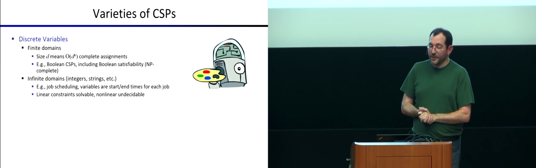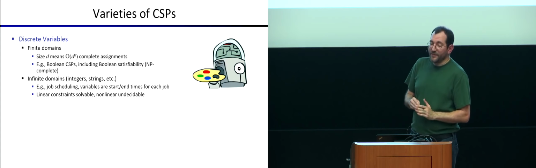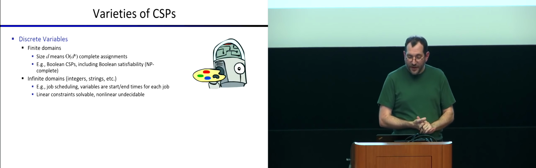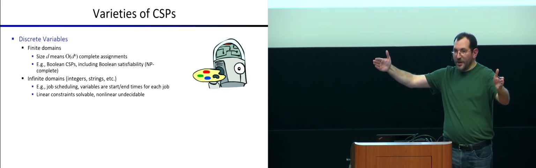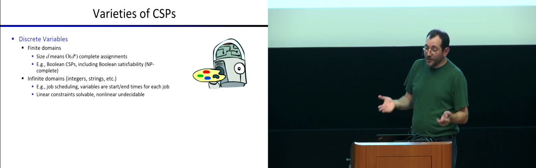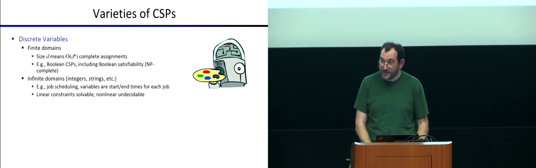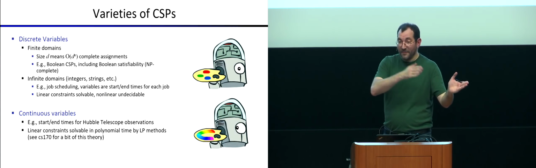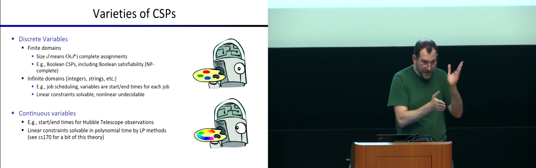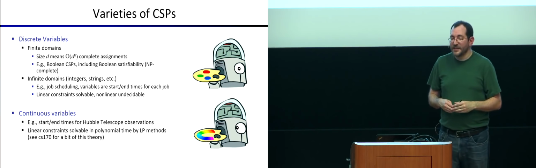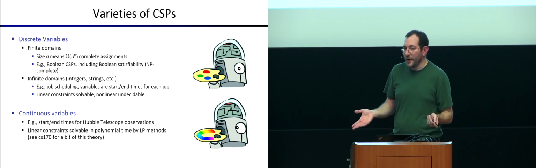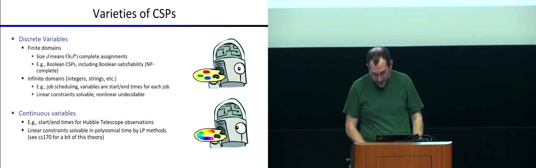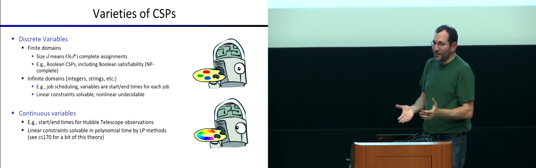But there are other CSPs, for example, cases where any integer is a valid member of the domain, or string-valued variables, which are even harder. When things have linear constraints, things like job scheduling, where this job has to end before this job starts, these things are solvable, though they're still very hard to solve. Once you have nonlinear constraints, things can get undecidable very quickly. And of course, there are also continuous variables, like we're going to have a telescope and it's going to have real valued times, or any number of cases. And in the case of linear constraints, these are linear programs. And you saw, I think, a little bit in CS70 and certainly in 170 how to solve these. There are good polynomial time approaches to these, but in general, continuous variables are also very hard.